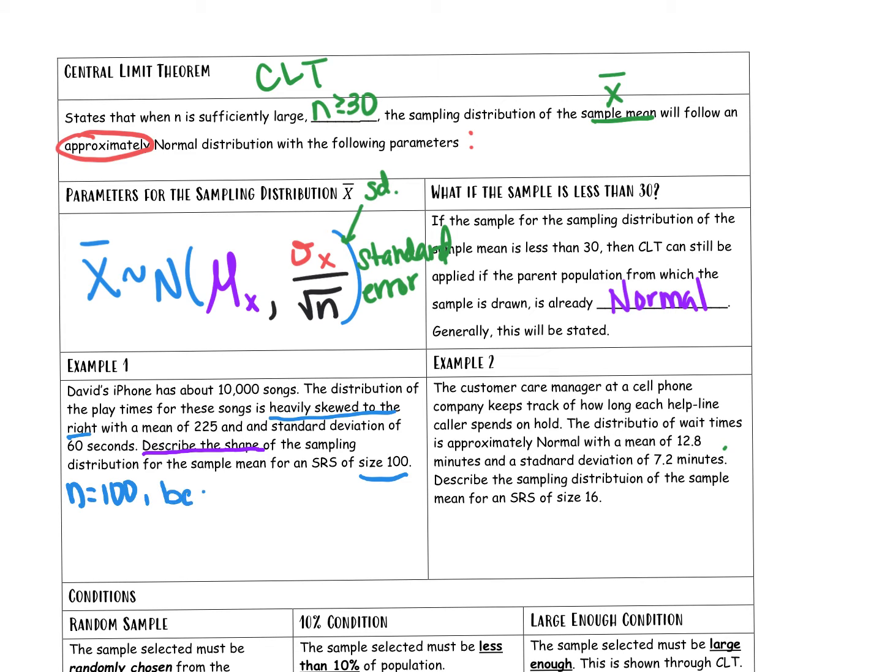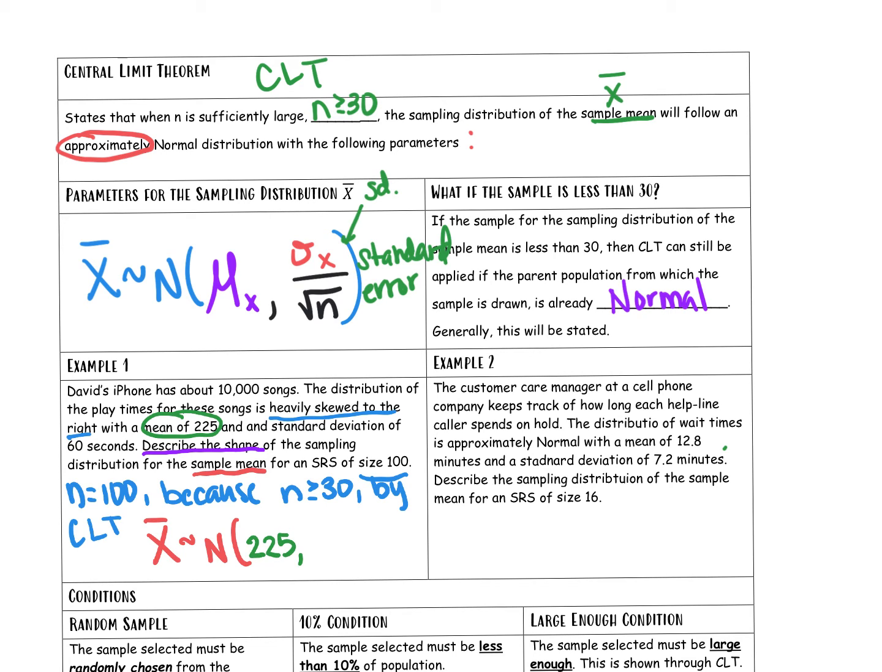And because n is greater than or equal to 30, which is what we're looking for, we want a sample size bigger than 30, we can say by CLT... The other thing we're doing is describing the sampling distribution for the sample mean. And remember, the sample mean is called x bar. So because of CLT, x bar now follows a normal distribution with a mean equal to the mean of the population. Well, the mean of the population here is 225 seconds.